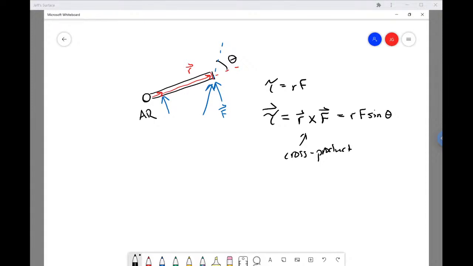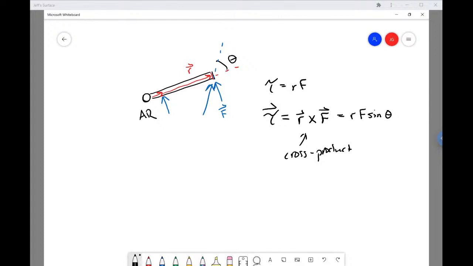The way to think about this is the reason it needs to be a vector is because a torque exerted on a door can result in two flavors of rotation. Looking down from above, you can cause the door to rotate clockwise, or you can cause the door to rotate counterclockwise. So that's two different flavors of rotation, and you have to take that into account.